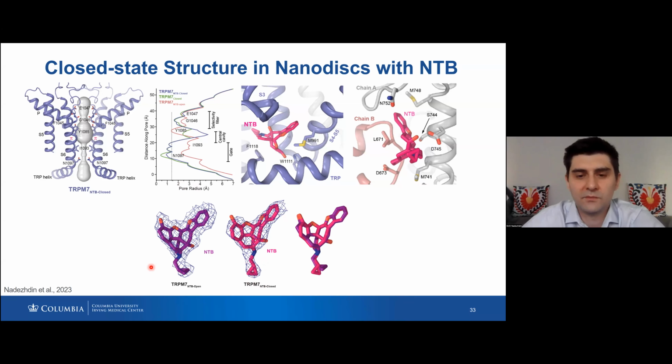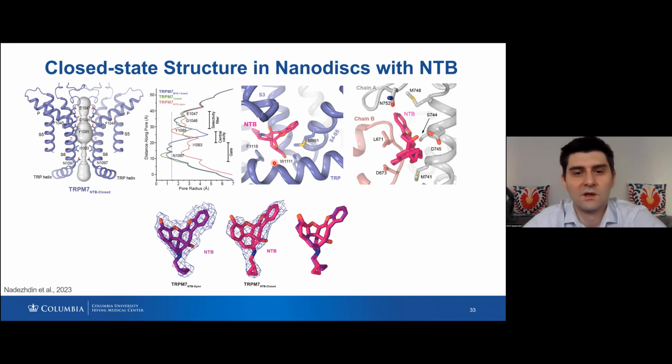But at least when we tried to compare the densities for naltriben binding in both spots, in this spot and in this spot, the densities look the same, and the model that was fit into this density was also the same. So it looks like naltriben doesn't change its conformation. It just chooses between two binding sites. And this binding site resembled the apo state very much. I mean, the binding site where naltriben bound and the channel is not open.